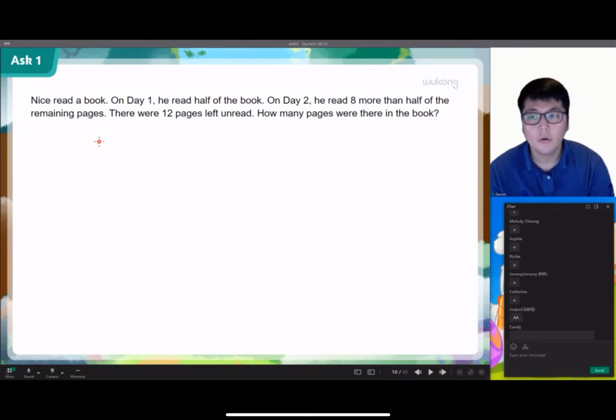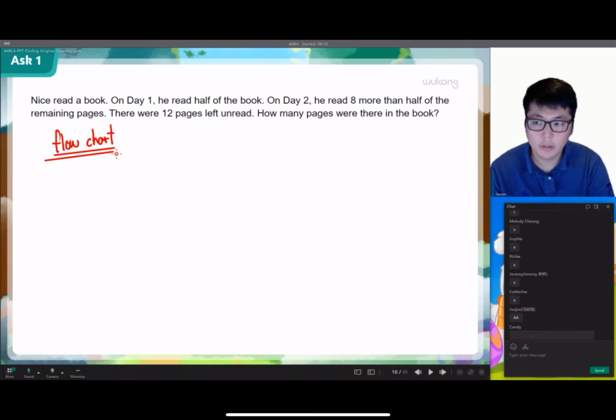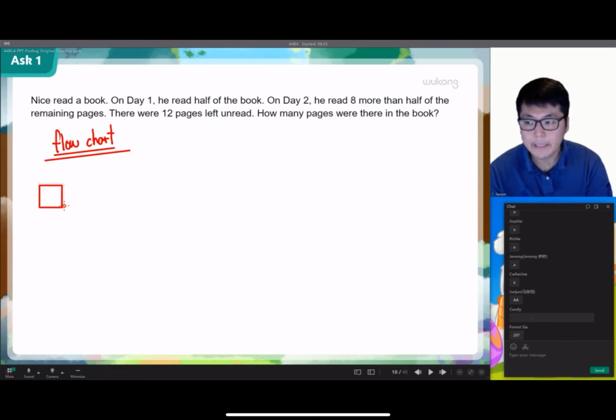So now, we need to draw a flow chart, everybody. Okay, you need to draw a flow chart. And watch carefully because you need to draw this. I'm going to check every single person's flow chart. Okay, so now, we have the starting number of books, number of pages. We don't know that yet.